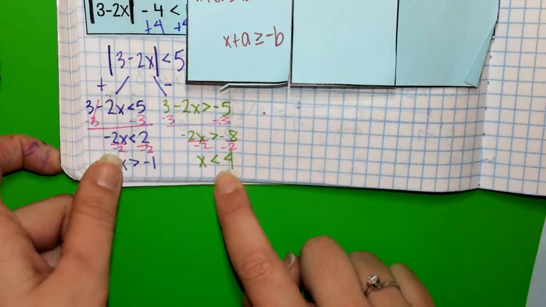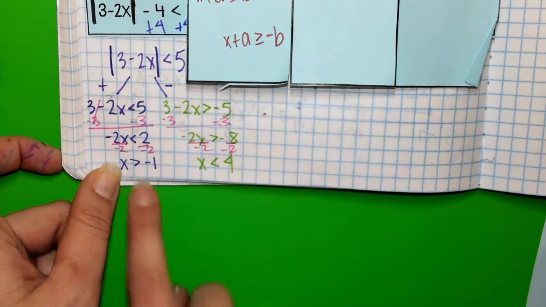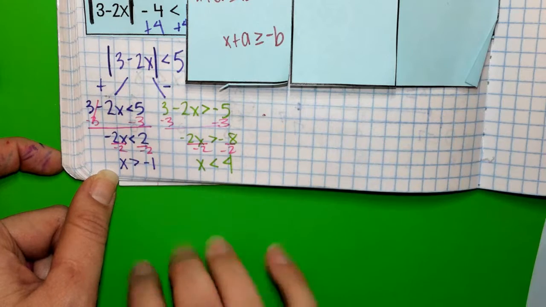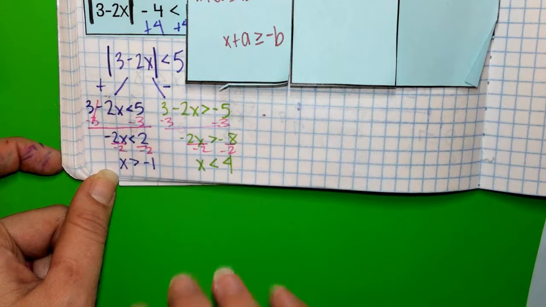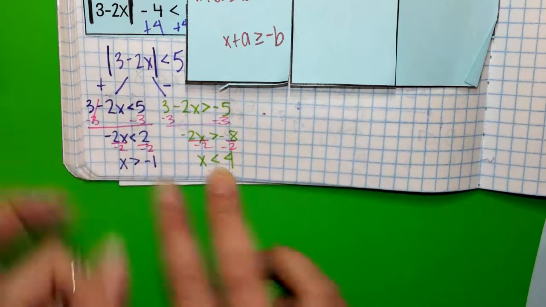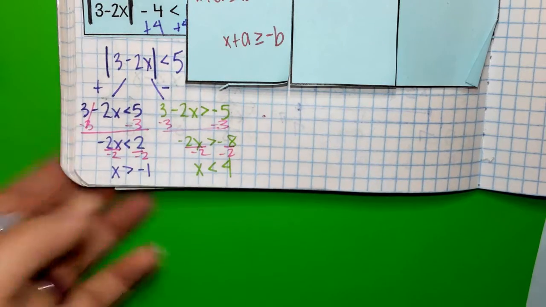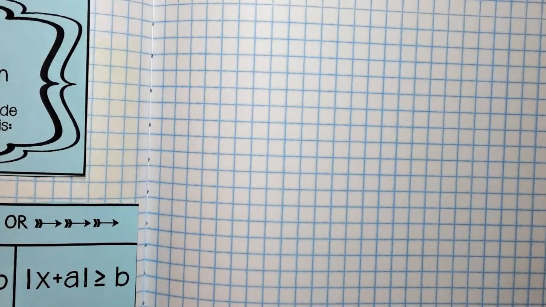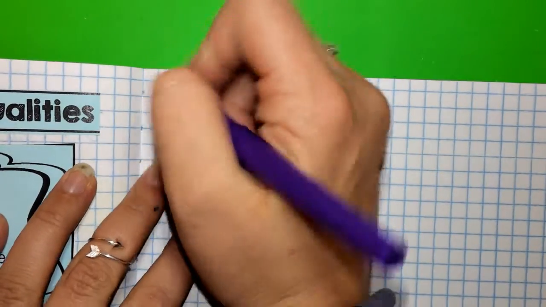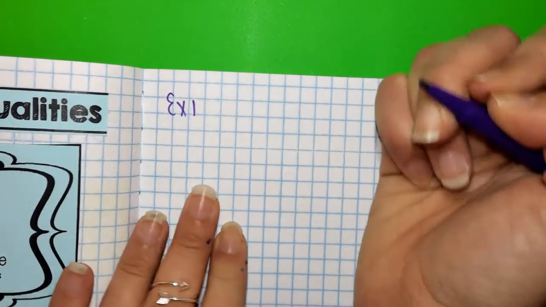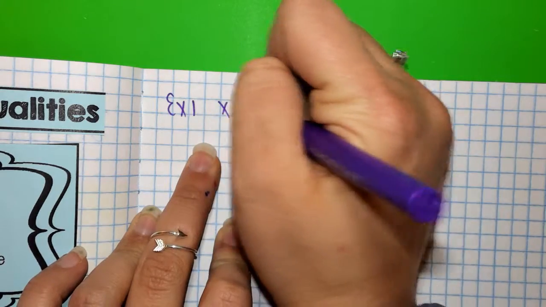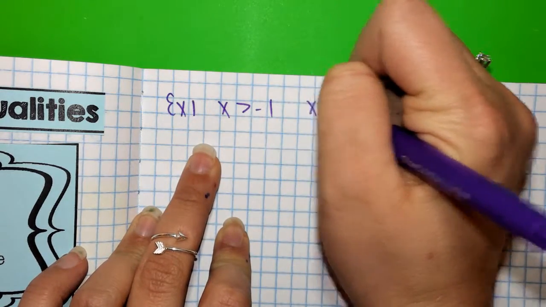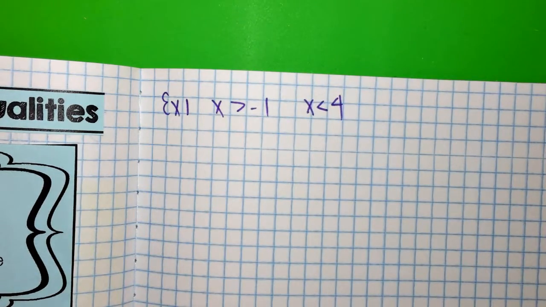All right, so now let's graph it. Do we need to see this for another minute? Is this going to connect or go opposite ways? Connect. All right, I'm going to graph up here and call this example 1. My answer was x is greater than negative 1 and x is less than 4.